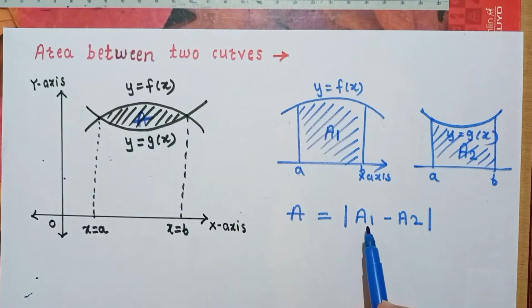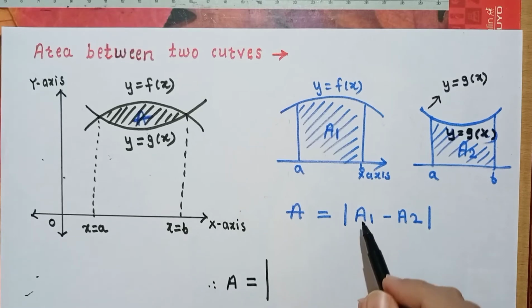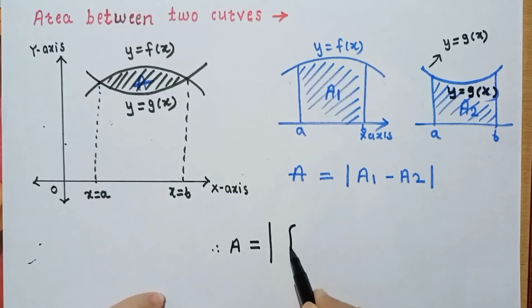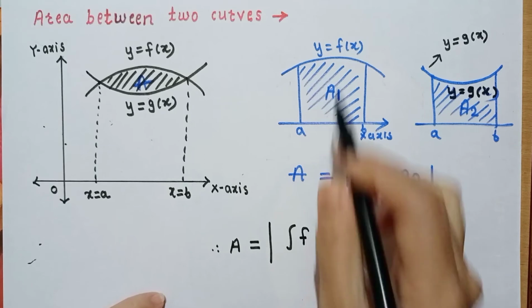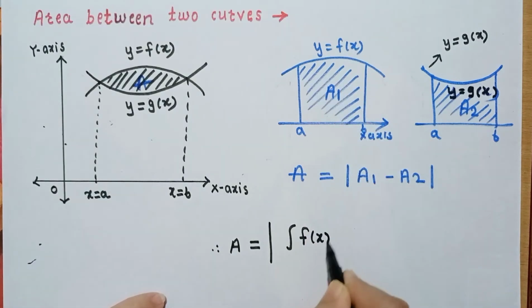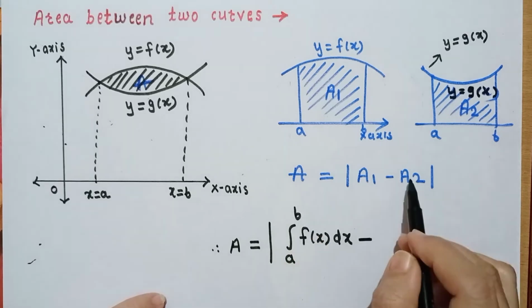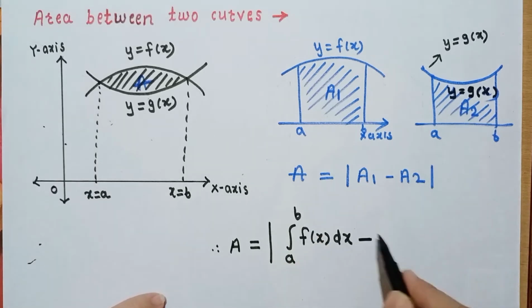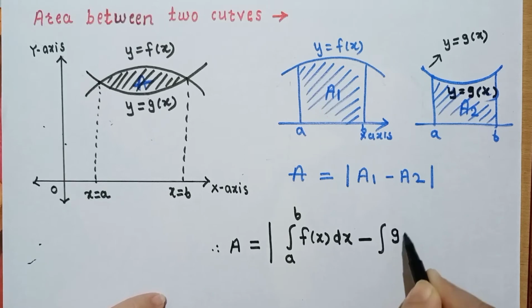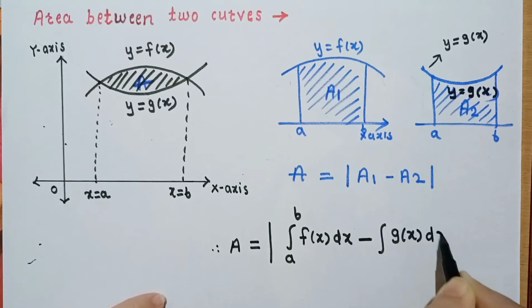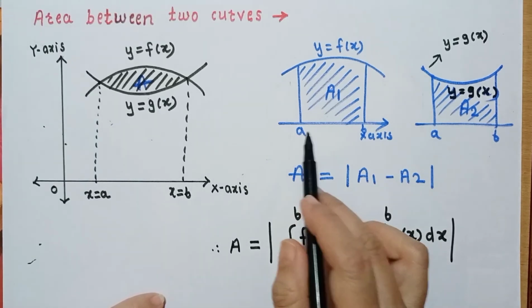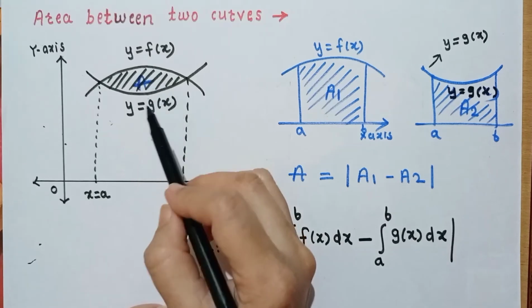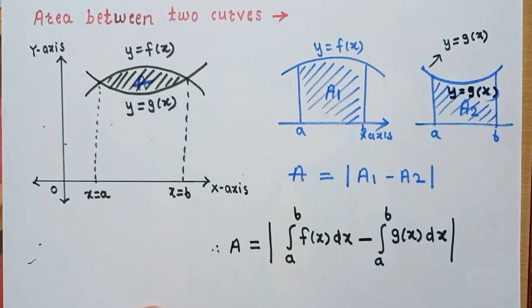Now check how to find A1. We will find this A1 by taking the definite integration of this function f of x dx from a to b, then the middle sign minus, and A2 we will find by again taking the definite integration of g of x dx from a to b. We can find these limits by solving these two equations simultaneously.